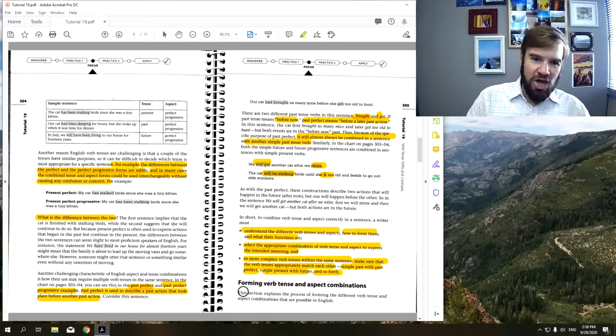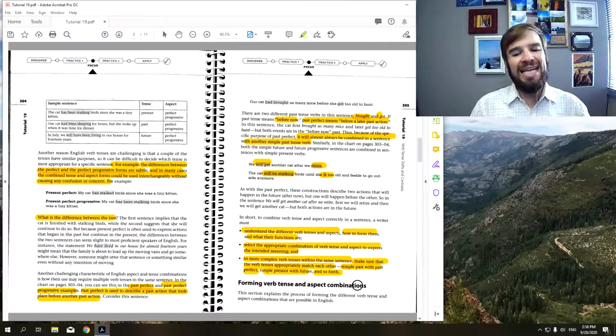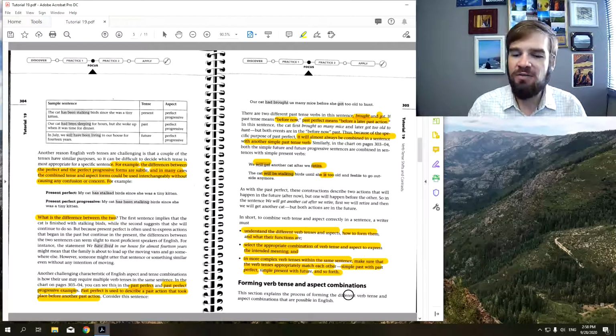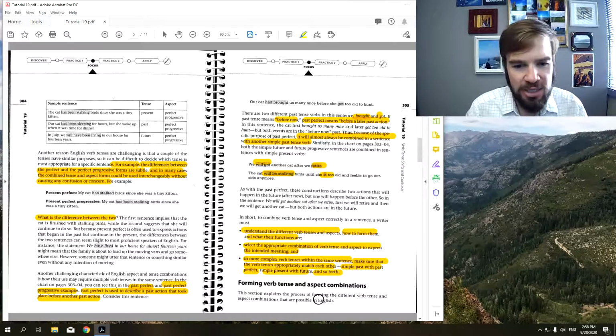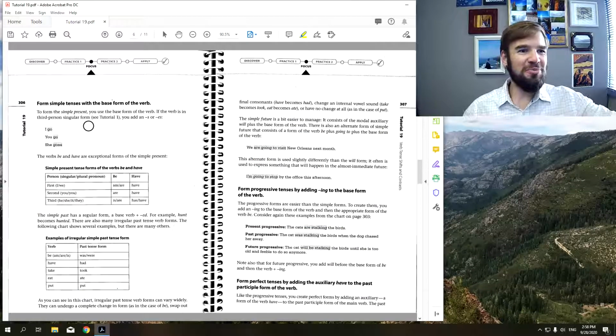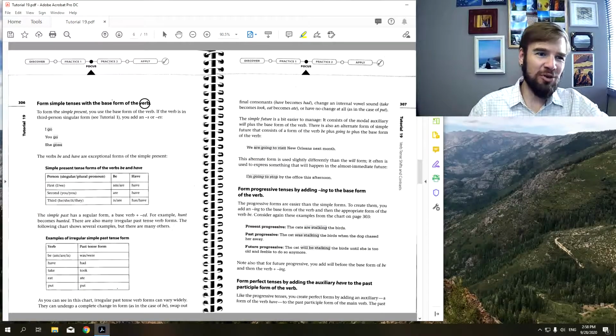So next, moving on, forming verb tenses and aspect combinations. Now, this next section explains the process of forming the different verb tense and aspect combinations that are possible in English. Here we go. So, to form the simple tenses with the base form of the verb.